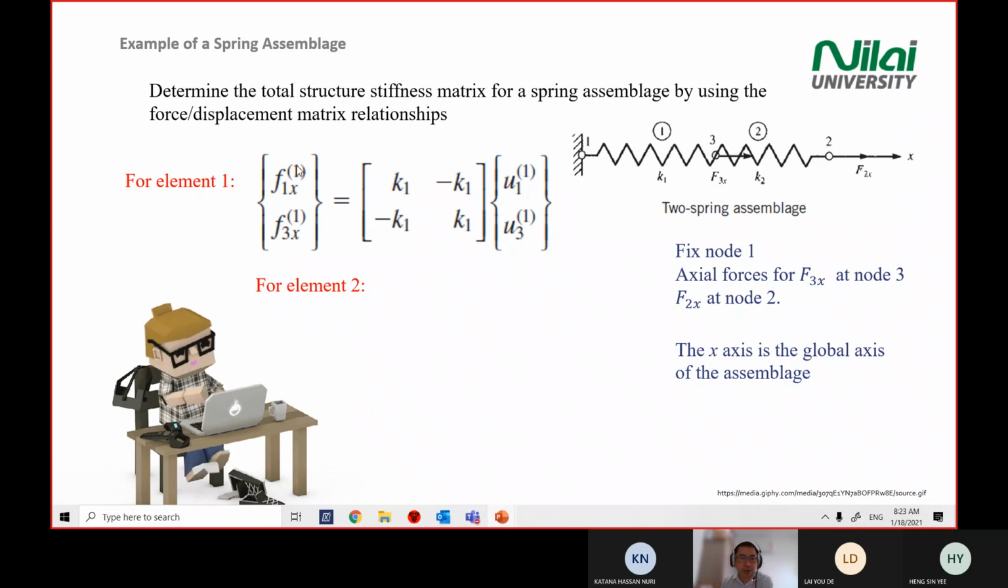There's a small 1 in the top here. 1 means element 1. So any question about how to write the force? Anything that you're not sure of? Why suddenly this one is 1x, and this one suddenly 3x? Who doesn't understand? Ask me now.